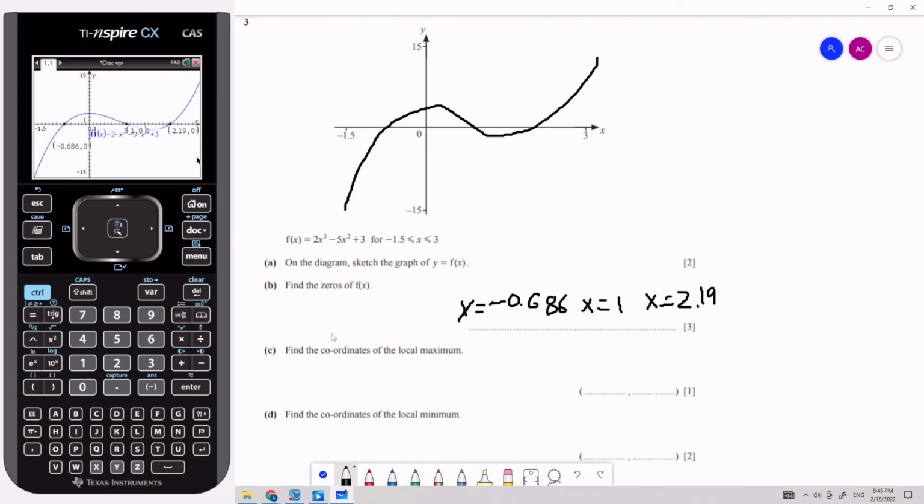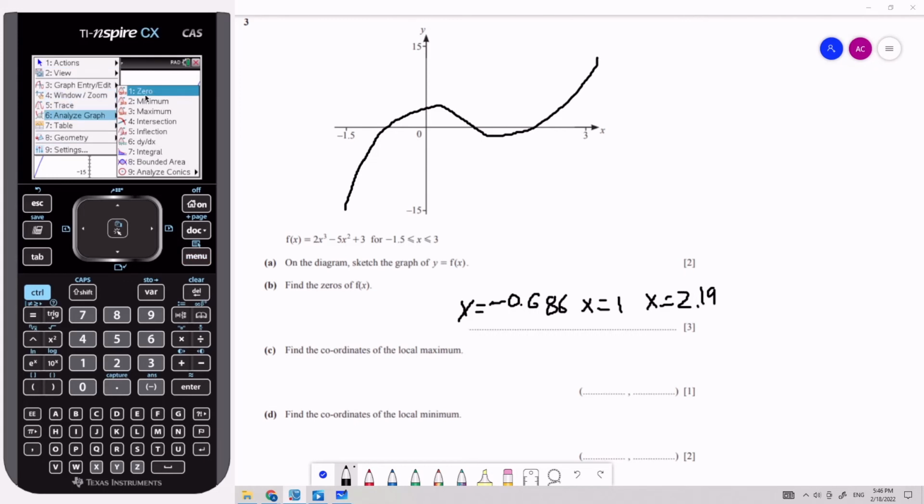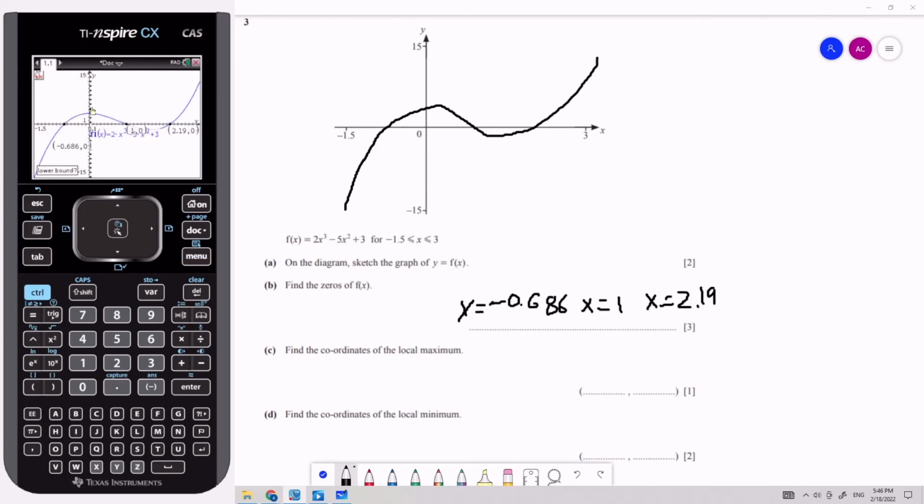For the next one, it asks you to find the local maximum. Since the local maximum is the largest point within a given range, we can decide that it's probably going to be this point, since it's where the graph peaks. After this point, the graph starts going down. So we can just go over this point, and it shows that it's 0, 3. So I would write 0, 3.